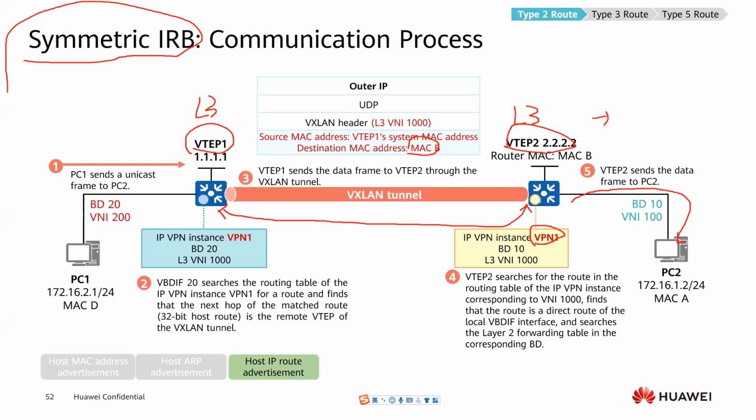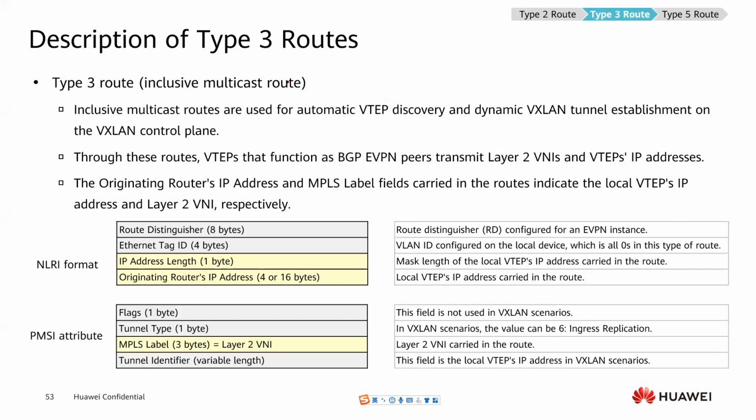And now let's look at the description of the type 3 routes. What are the type 3 routes? Type 3 routes are inclusive multicast routes. That is its name, but it doesn't matter. The real thing is we need to consider what information is carried in it and what its function is. We will carry the local VTEP's source address, and we will also carry the level 2 information.